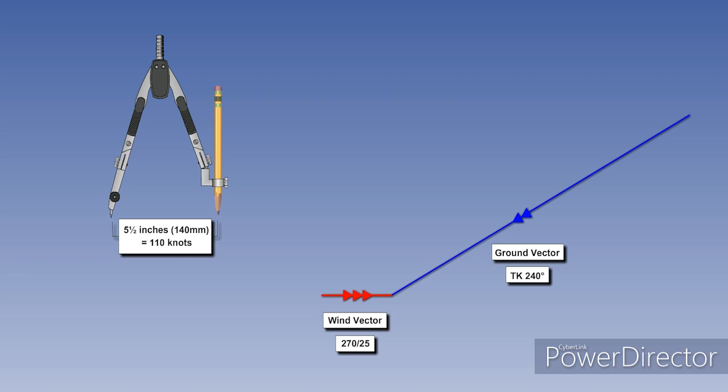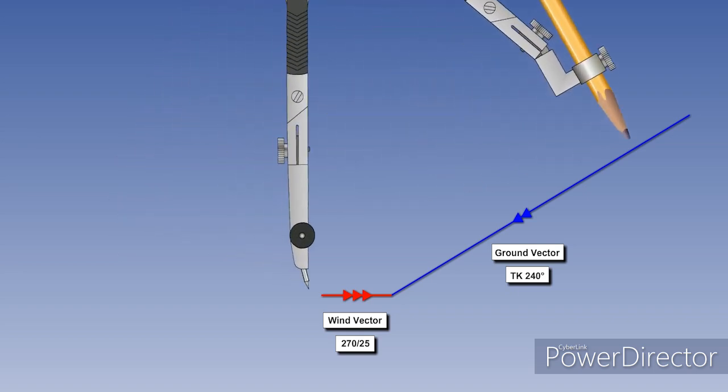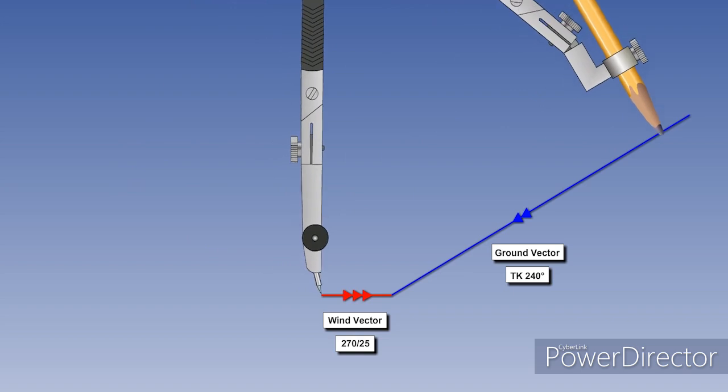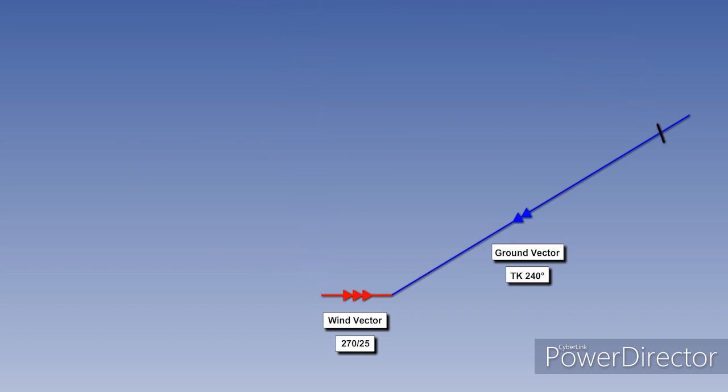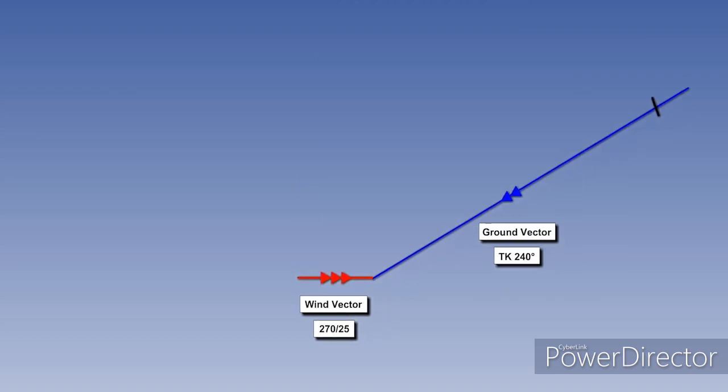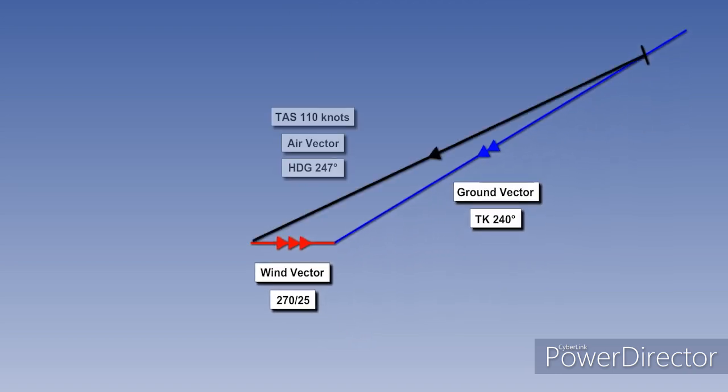Thus, while we don't yet know the direction of our air vector, which will give us our heading, we do know its length. Its length will be 5.5 inches, or 140 millimeters. We can set this length on a geometrical compass. Place the point of the compass at the open end of the wind vector and draw an arc intersecting the ground vector. We join this point of intersection to the open end of the wind vector to give us our air vector.